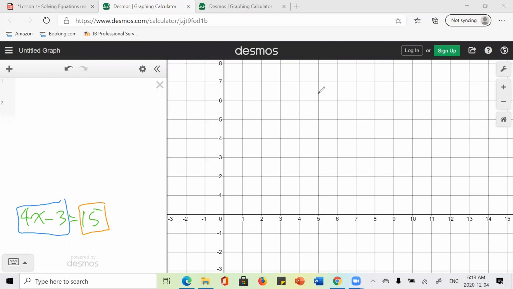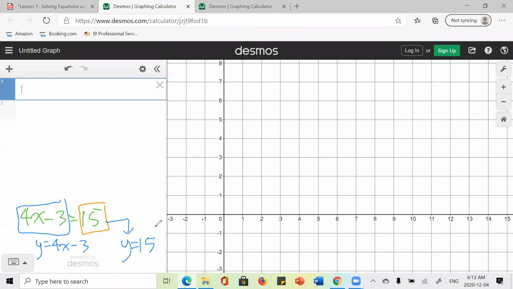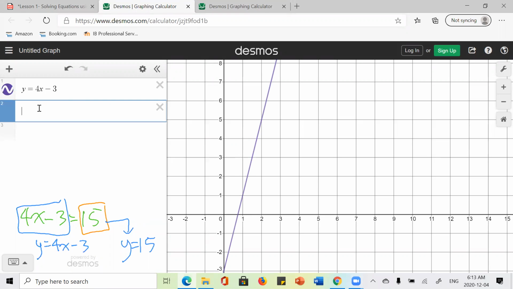In my first equation, I'm going to write y is equal to 4x minus 3, and in my second equation, I'm going to write y is equal to 15. Then I'm going to simply graph these out. I type in y is equal to 4x minus 3, and I have to put the y in front. Keep that in mind. The only instance I wouldn't do that is if it's a vertical line, but we're not going to cover that in this lesson. Then we type in y is equal to 15 in the second line.